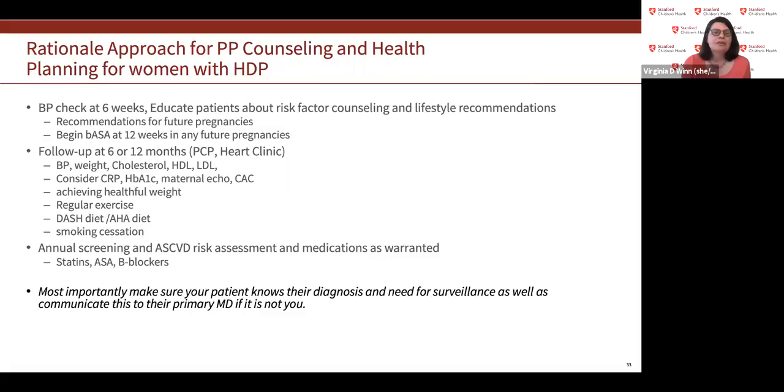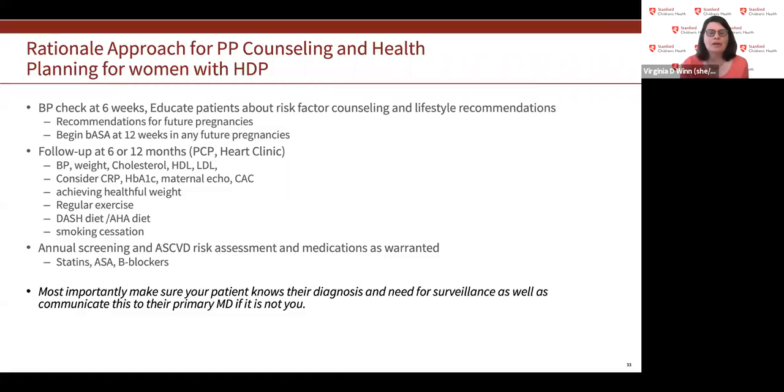And again, recommend that they achieve a healthful weight, exercise regularly, follow an American Heart diet, and quit smoking if they do smoke. And then they should have annual screening with cardiovascular disease risk assessment and medications as warranted. But most importantly, make sure that your patient knows their diagnosis and the need for surveillance, and communicates this to their primary care provider or cardiologist.